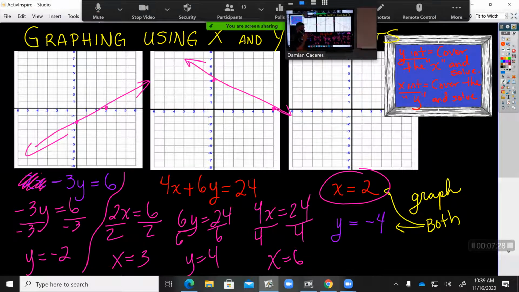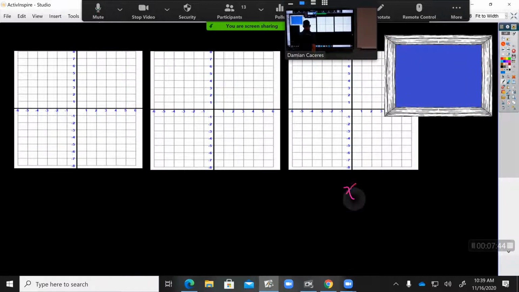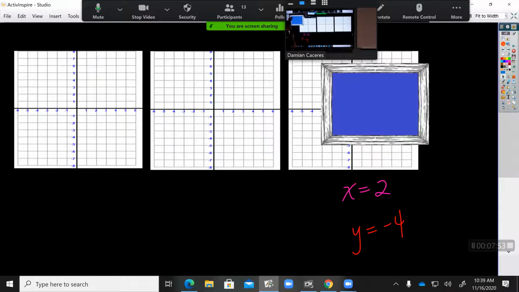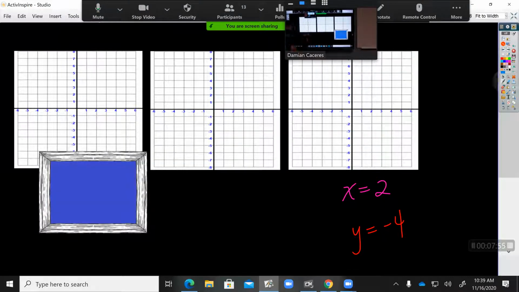You grab it. So far, so good. Any questions? Now, this right here is very important. X equals 2, y equals negative 4. So, pay very close attention to this part. This is important. We've talked about this before.